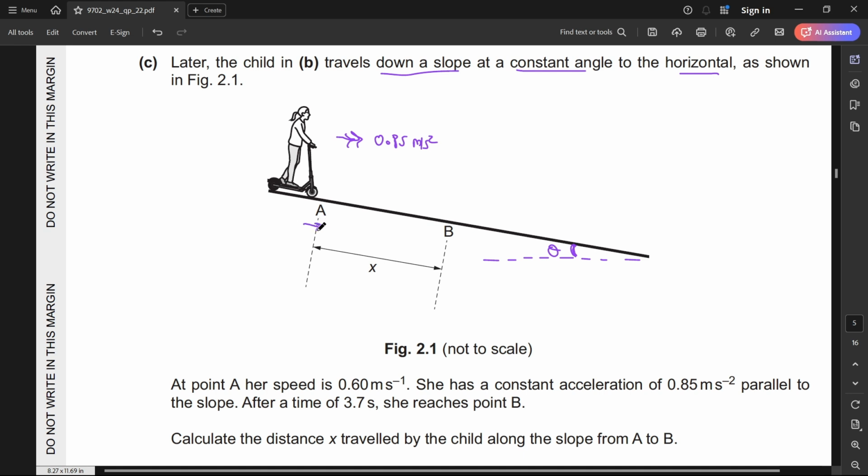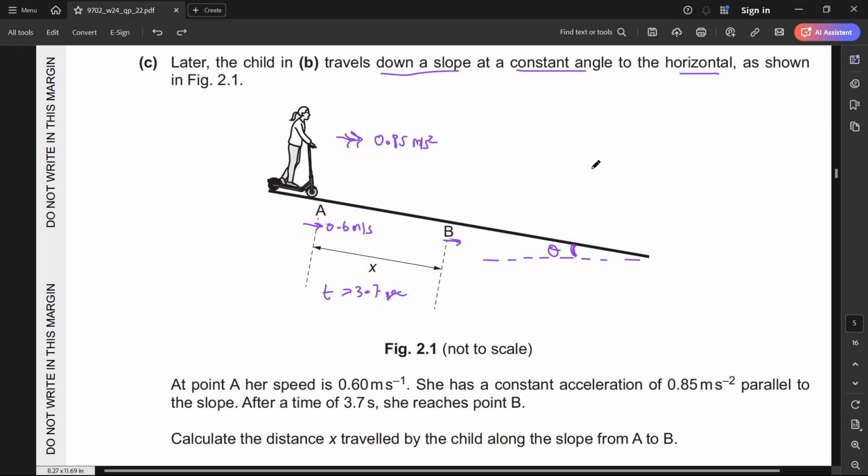And the velocity at which she is moving at point A is 0.6 meter per second. It's not at rest, but having some speed of 0.6. And then after 3.7 seconds, so it took 3.7 seconds to go from A to B. Now at B, obviously because she is accelerating, her speed is going to be more than 0.6 at this point. What is that speed? You can find it with the help of v = u + at, if at all we are asked to find that.